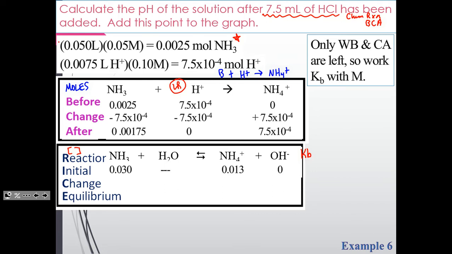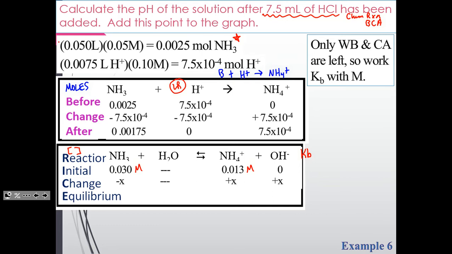Our initial concentrations are 0.030. And where did that come from? Well, if we look back at our problem, we had 50 milliliters of the ammonia solution. And then we're adding it to 7.5. So total liters would be 0.075. So we're finding molarity here, moles per liter. There is no hydroxide to begin with, and we don't include water because it does not affect our equilibrium.